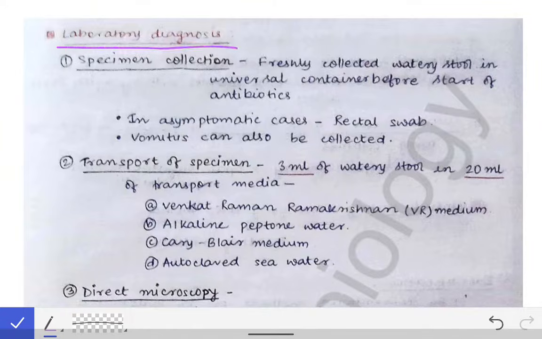So in the laboratory diagnosis of cholera, we have to first see what is the specimen that we collect for the diagnosis, because in any diagnosis we have to first collect the preferred specimen. So the preferred specimen that we collect in case of cholera infection is the freshly collected watery stool. Okay, in a universal container, you will see the universal container in your practical microbiological examinations. So the preferred specimen is the freshly collected watery stool.